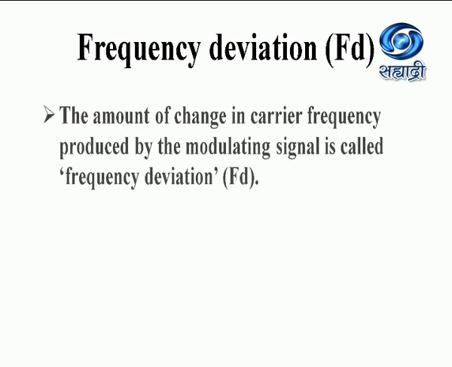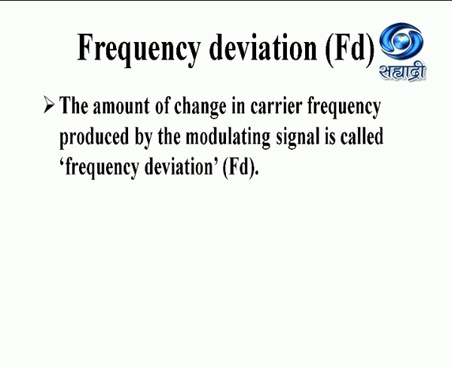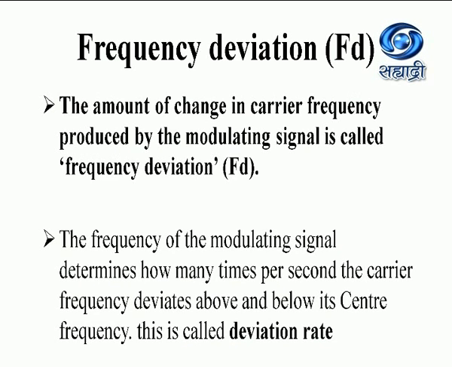The definition of frequency deviation is: the amount of change in carrier frequency produced by the modulating signal is called frequency deviation. Notation is FD. The frequency of the modulating signal determines how many times per second the carrier frequency deviates above and below its center frequency, and that is decided by the deviation rate.